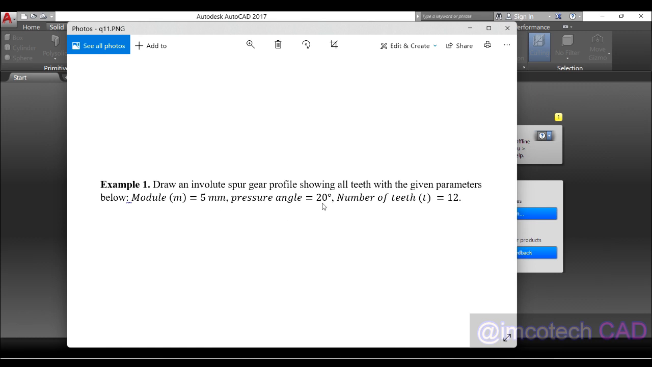So we have a pressure angle of 20 degrees. You know, the British standard uses 20 degrees most of the time as the standard. We can have 14.5 degrees as well. So we have the number of teeth as 12. This is what is given. This is enough to plot a tooth profile.